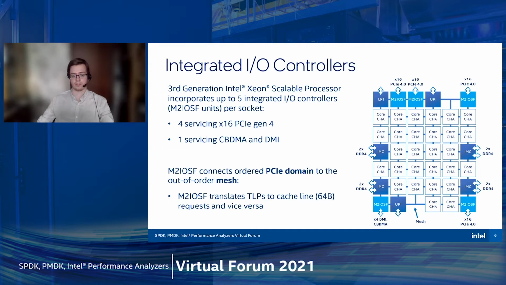So transactions that come from the PCIe domain are translated into one or multiple cache line requests when the device talks to the CPU, and vice versa. Cache line requests are translated into TLPs when the CPU talks to the device.